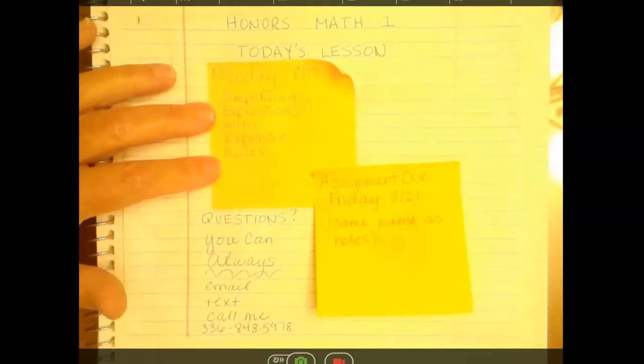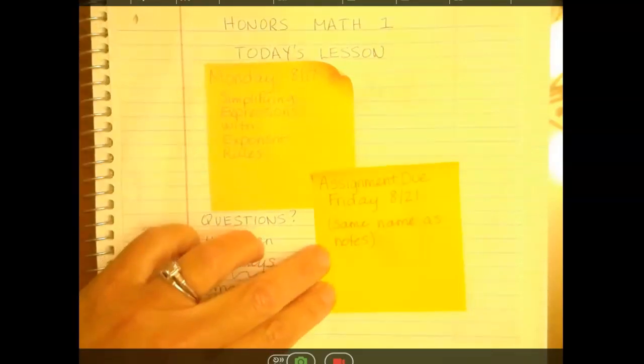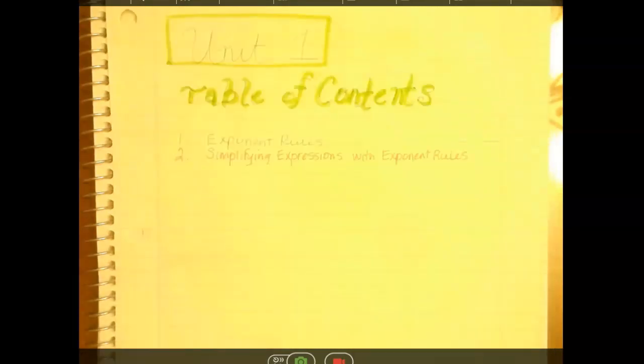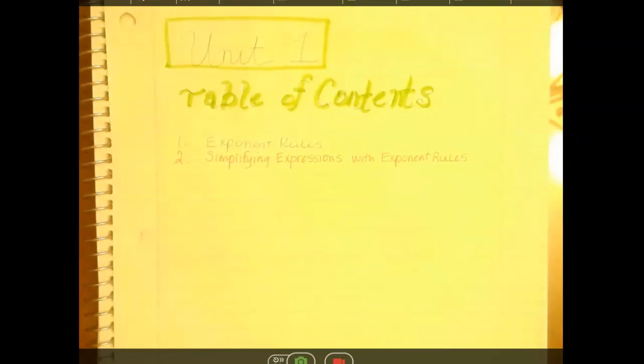Okay? So today, simplifying expressions with exponent rules. The assignments always are going to have the same exact name as the notes, that way you can tell what goes with what, okay? We're going to update our table of contents, adding number 2, simplifying expressions with exponent rules. Okay, so if you need to pause, I'm going to keep going here, okay?